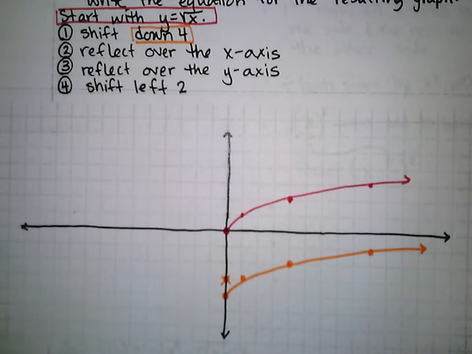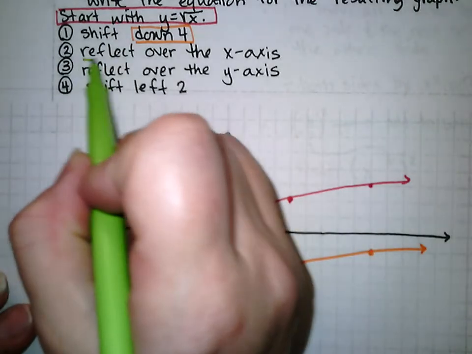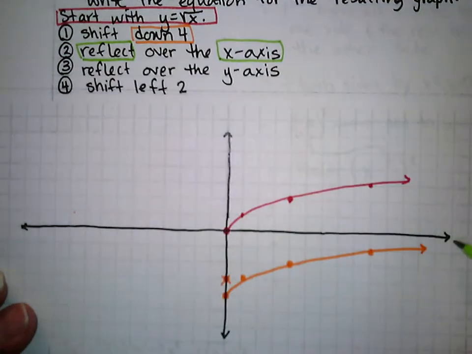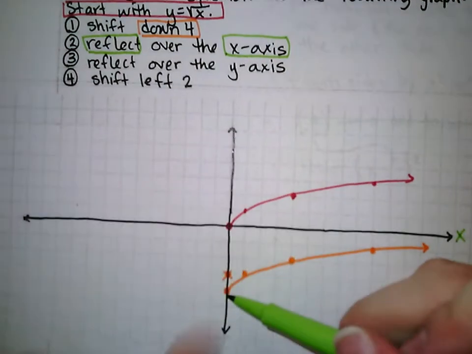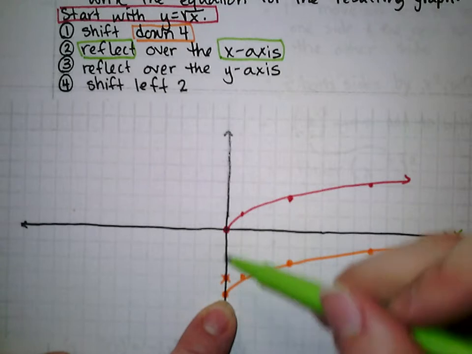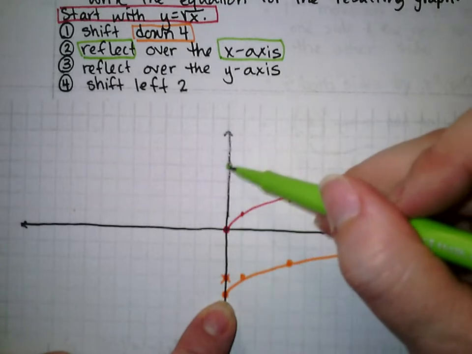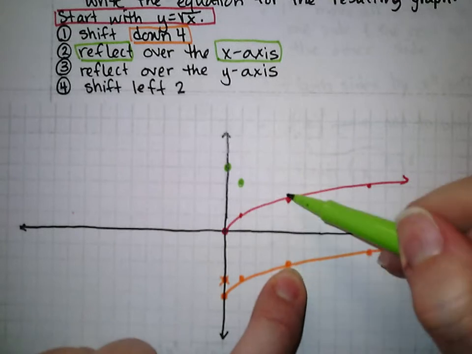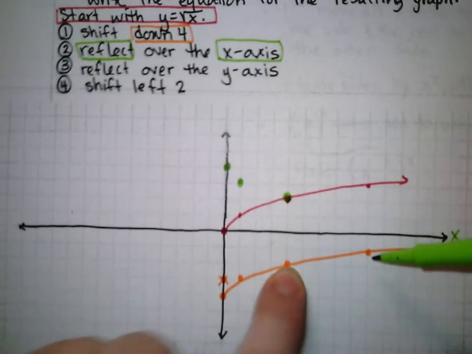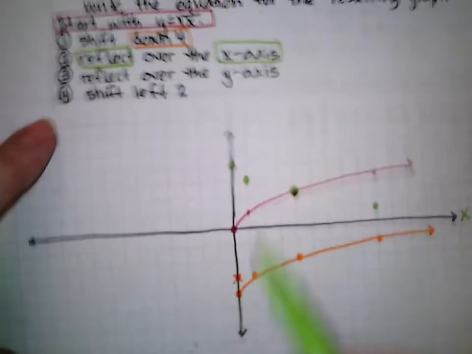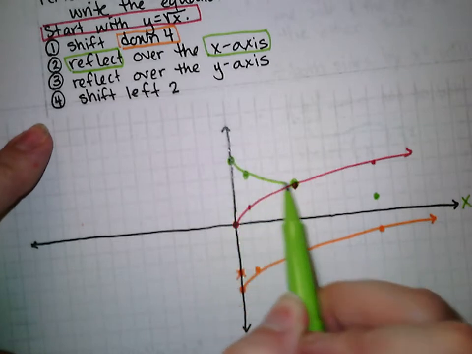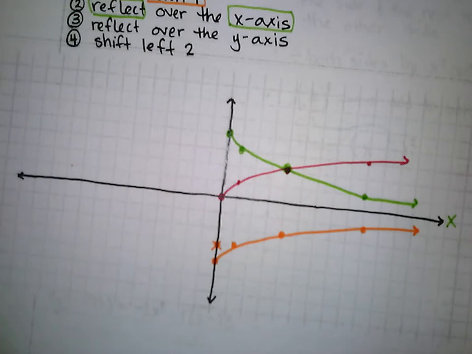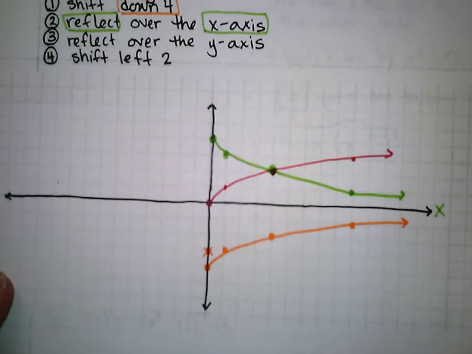Then it wants me to reflect over the x-axis. So this one's the x-axis. So I'm going to take each ordered pair and just go to the other side and draw it. That guy is going to go right on top of that one. It's right here. And then sketch that. So that's a reflection of that orange graph.